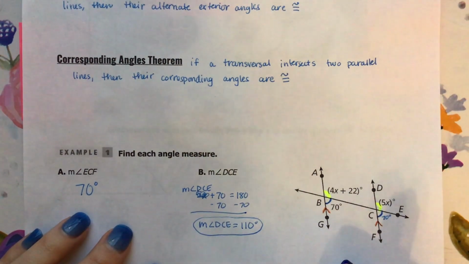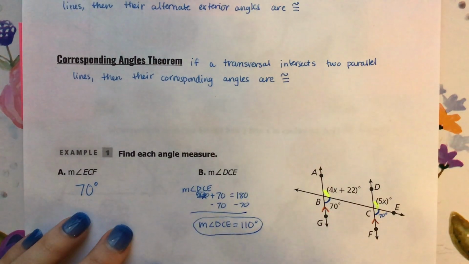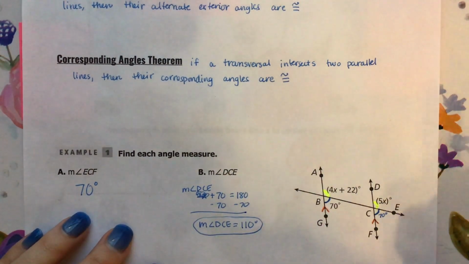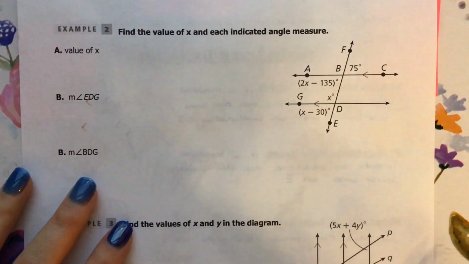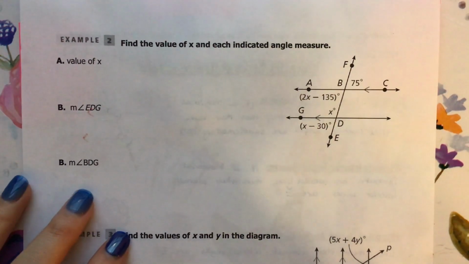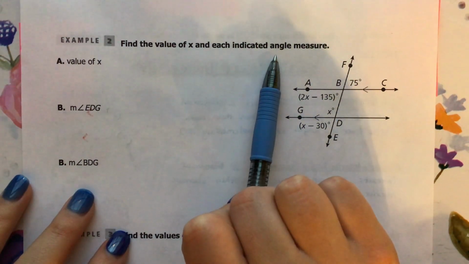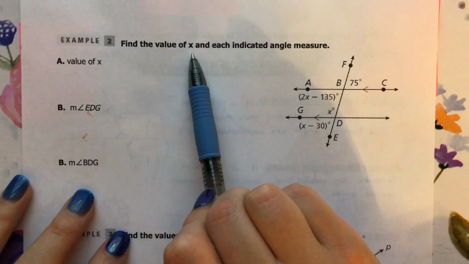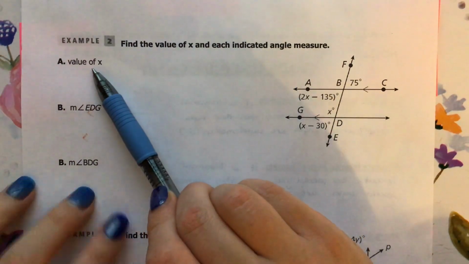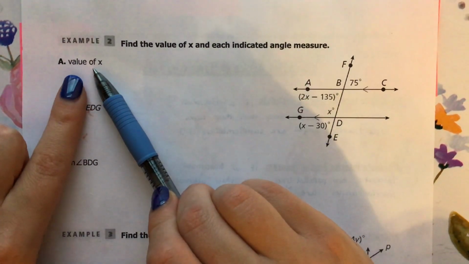Now, if it asked us to solve for x, then we would need to do the equation that I was just about to solve, but it didn't ask us for that, so we're not going to do it. Work smarter, not harder, right? Okay. Our next problem, it says, find the value of x and each indicated angle measure. So this time, we are going to have to solve for x. So our first problem is find the value of x.